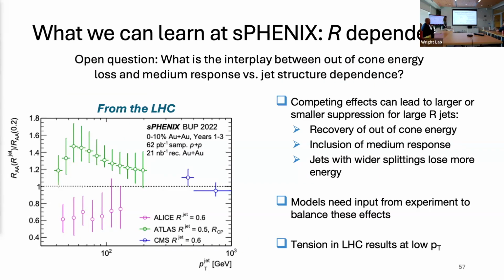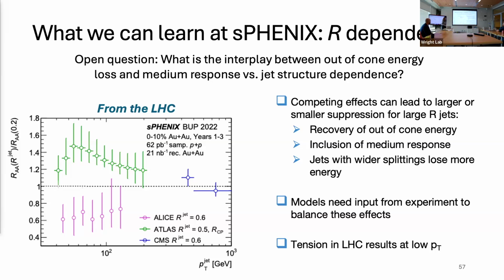Another interesting topic that you can look at is the jet size dependence. If you look at a very narrow jet, how does it lose energy differently to a jet that's very wide? There's an interplay here, and it's not quite clear which effect will win out. If you go to a wider jet, you might recover more of this out-of-cone energy loss, which includes more of the medium response. The jet is dragging stuff along with it. But at the same time, we expect that jets with wider splittings are going to lose more energy.